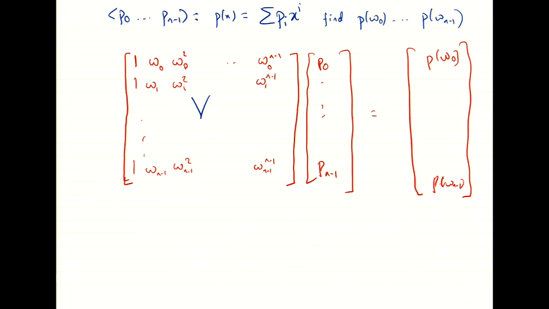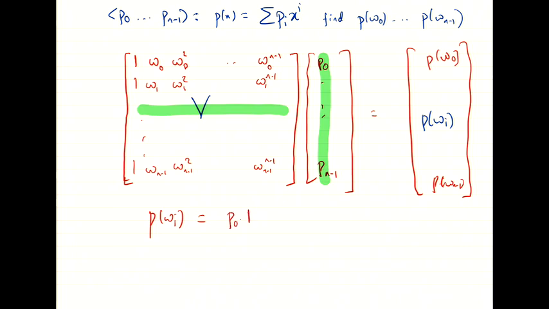So if I look at the ith entry here, P of omega i, that's given by taking the ith row here and multiplying with this column. So this is just rewriting the formula. P of omega i is equal to P0 times 1 plus P1 times omega i to the 1 plus P2 times omega i squared, and so on. Okay?